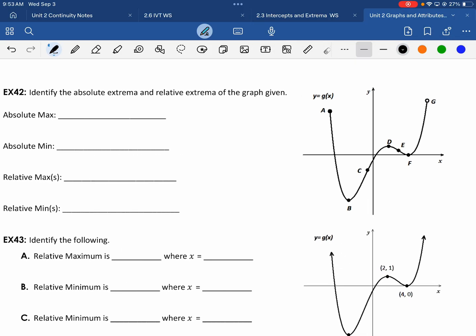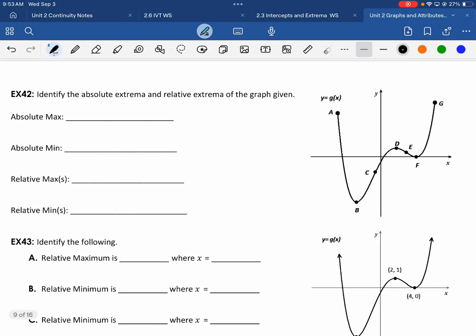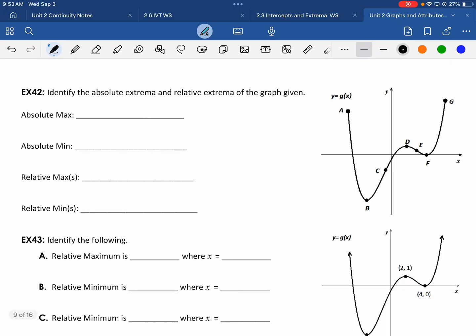First of all, this G here is supposed to be colored in. That's my fault. Is it colored in on yours? No, it's not.